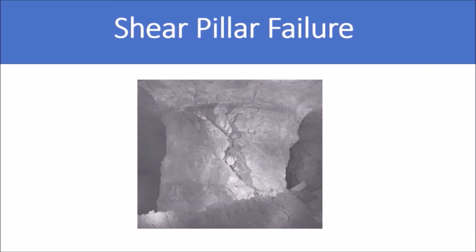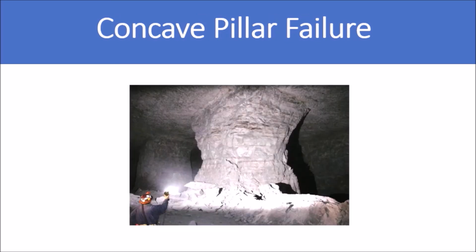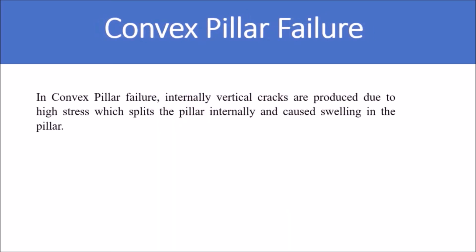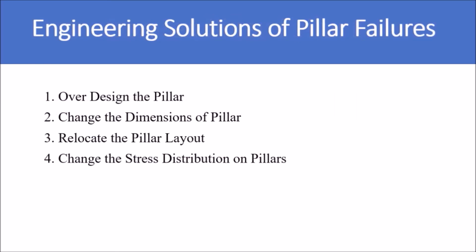Pillar failures. In shear pillar failure, a crack is produced in the pillar. It is a UCS type failure and can be formed by inclined beds of formation. In concave pillar failure, stresses increase slowly and cause chipping in the pillar. Chipping will be maximum at the center and reduces at corners. In convex pillar failure, internally vertical cracks are produced due to high stress, which splits the pillar internally and causes swelling in the pillar. Following are the engineering solutions of pillar failures.